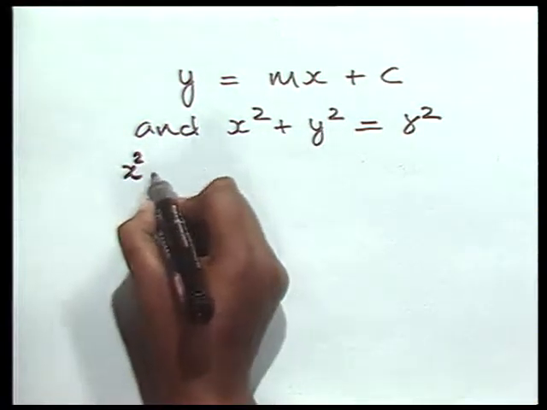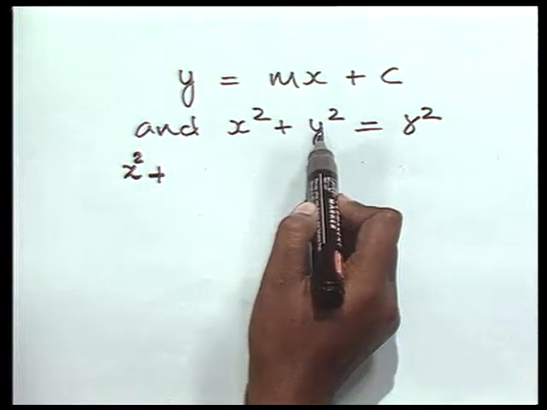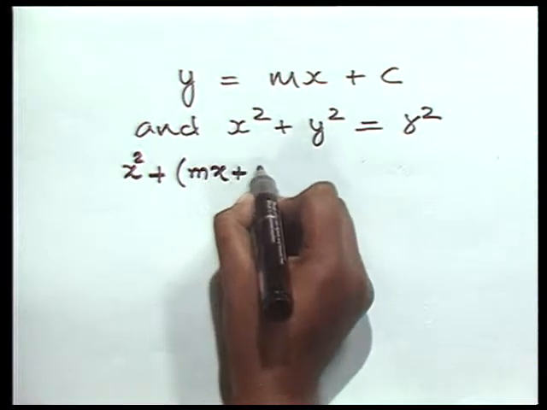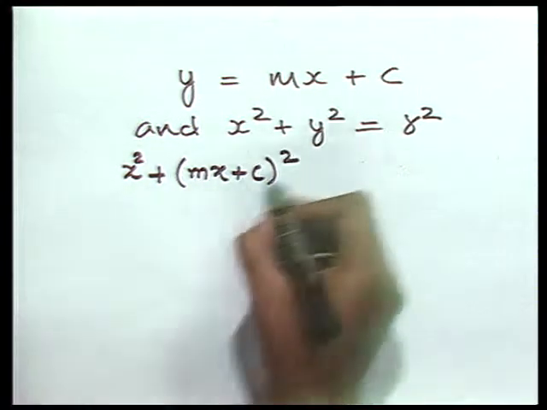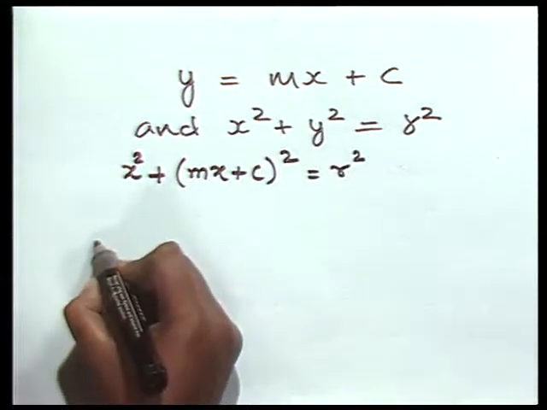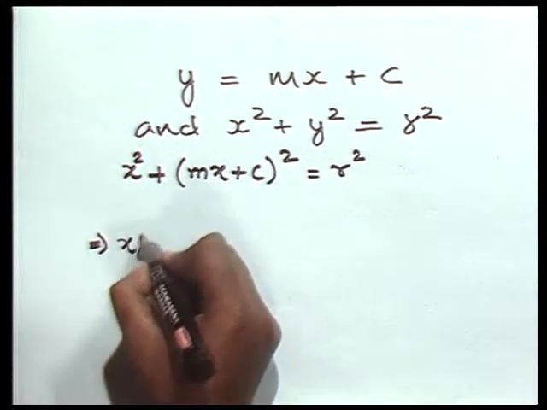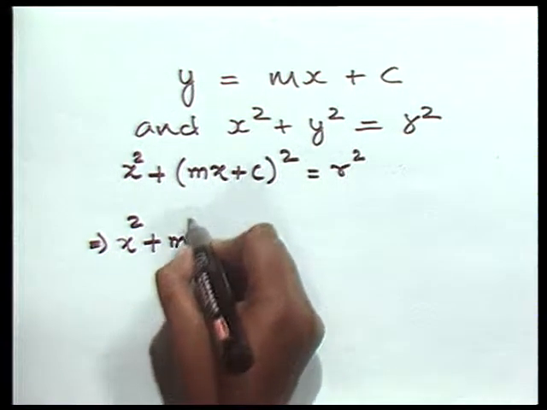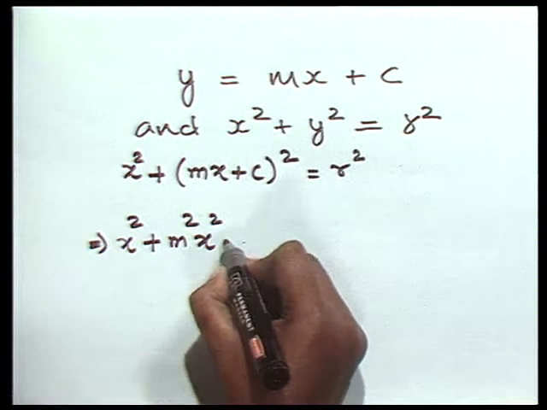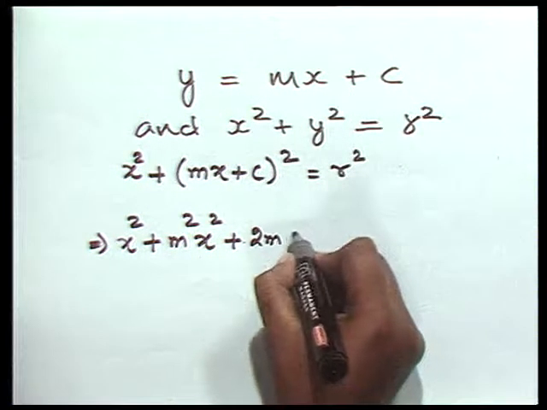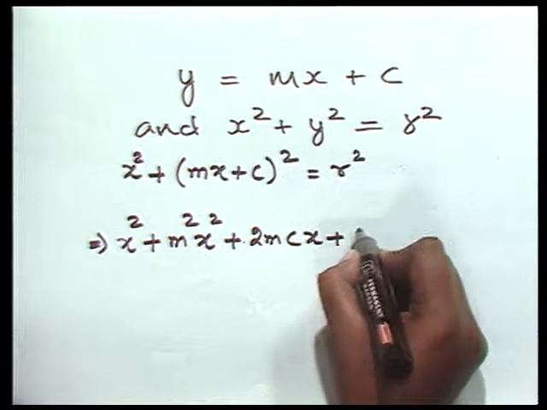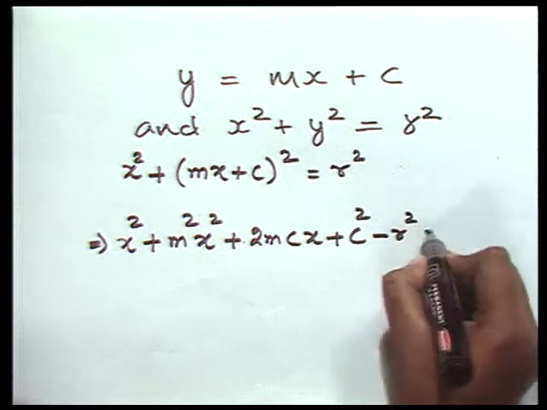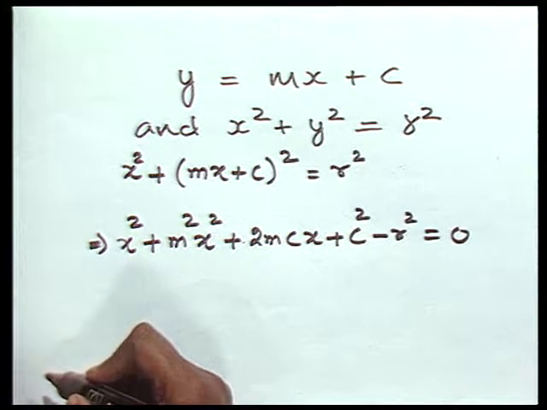x square plus, we replace y square by this value, mx plus c whole square is equal to r square, which gives us x square plus, now this is a plus b whole square formula. So, m square x square plus 2 times mcx plus c square, and this r square is taken to left hand side, minus r square is equal to 0.